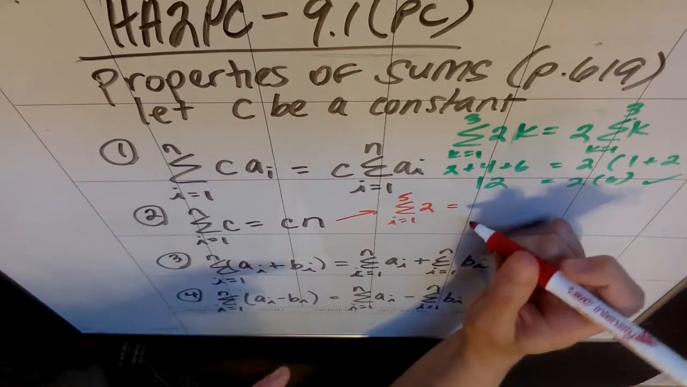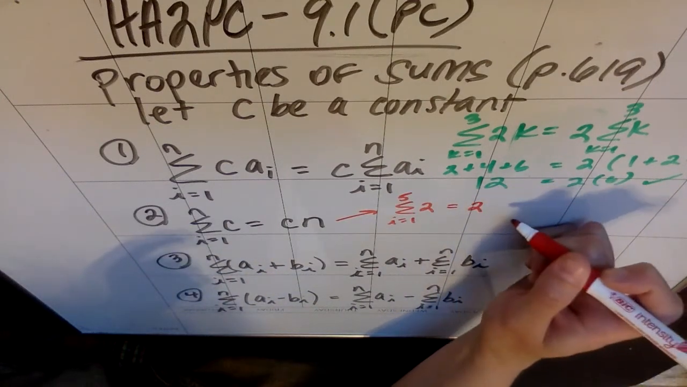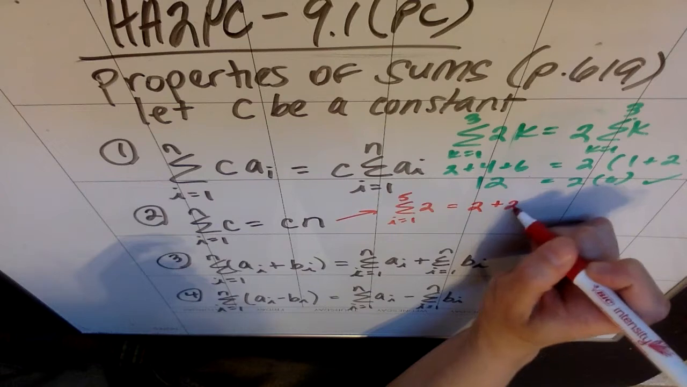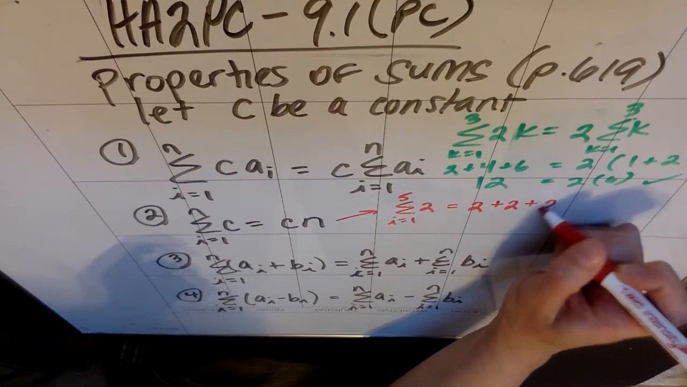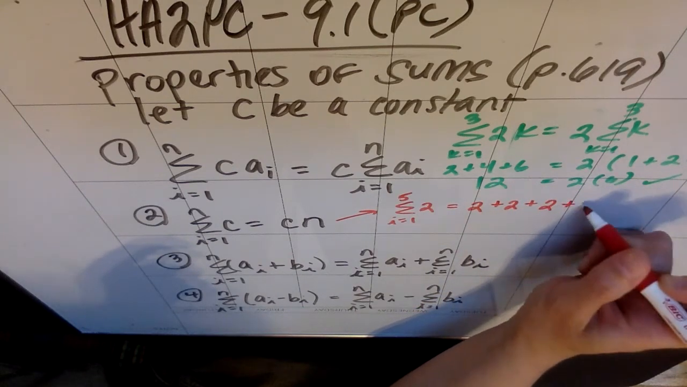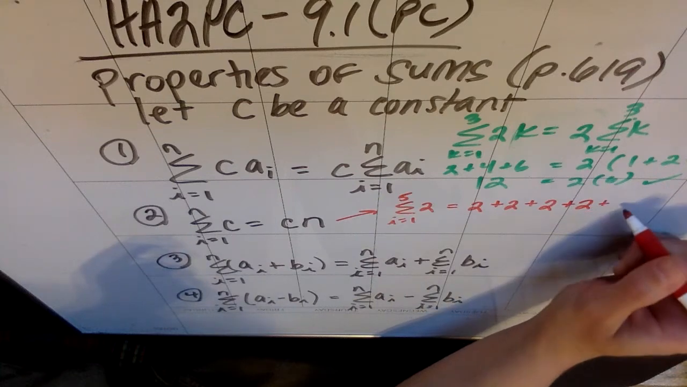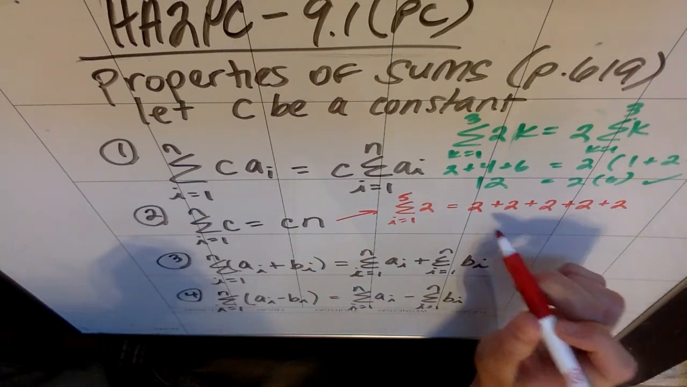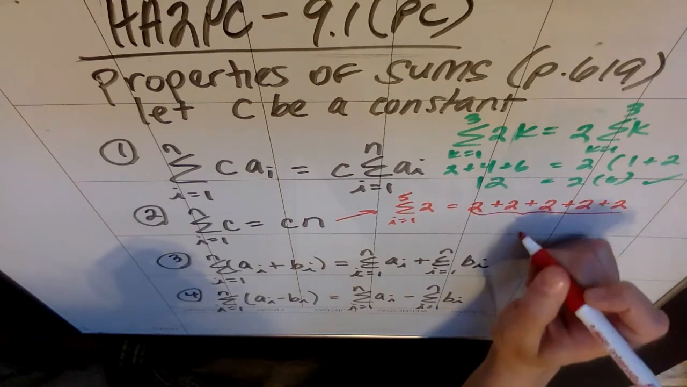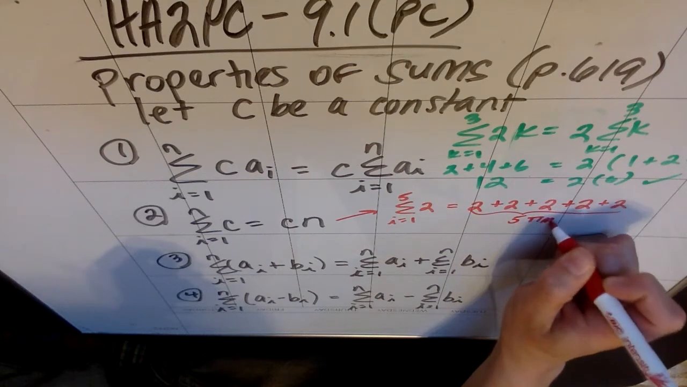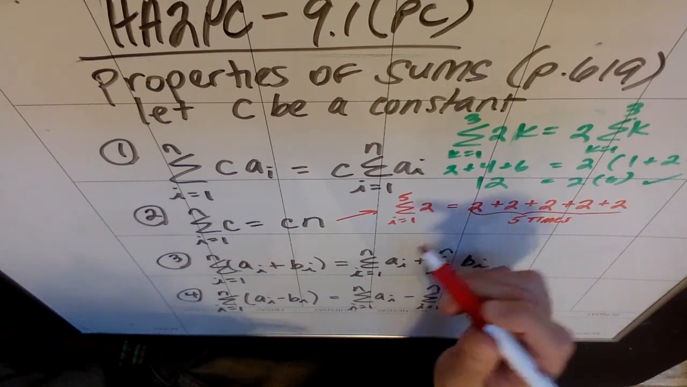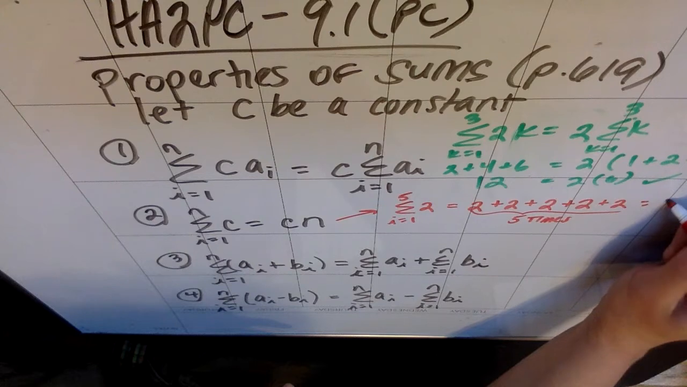Well, that means that when I plug in i is 1, it's a 2, because there's nowhere to plug in. And when I plug in i is 2, it's a 2. And when I plug in i is 3, I have a 2, because again, there's nowhere to plug in. And when I plug in i is 4, it's still a 2. And when I plug in i is 5, it's still a 2. Notice that there are 5 of these. I did it 5 times because I started at i is 1 and I ended at 5. So sure enough, I get a 10.